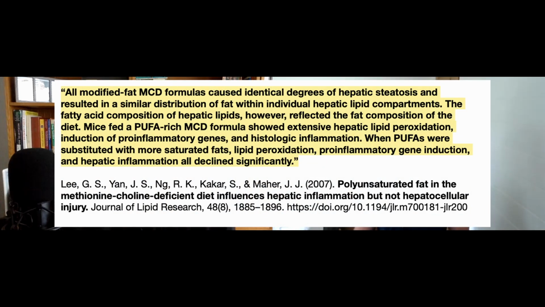And so what they found was, and this is a quote, they say all modified fat MCD formulas, MCD meaning methionine and choline deficient, caused identical degrees of hepatic steatosis, that's the fatty liver, and resulted in a similar distribution of fat within individual hepatic lipid compartments. That's just saying that all the diets, because they were deficient in methionine and choline, caused fatty liver. And they said that the fatty acid composition of hepatic lipids, however, reflected the fat composition of the diet.